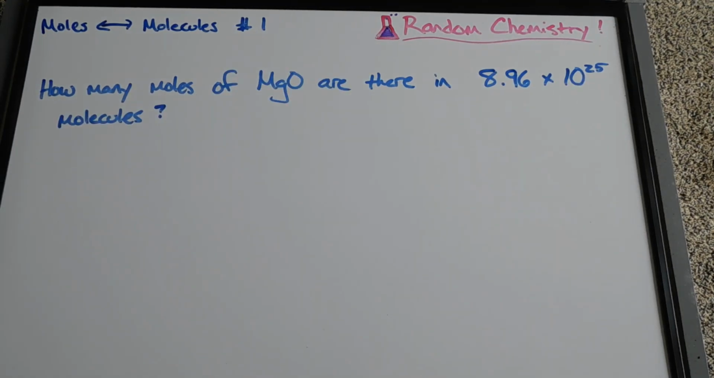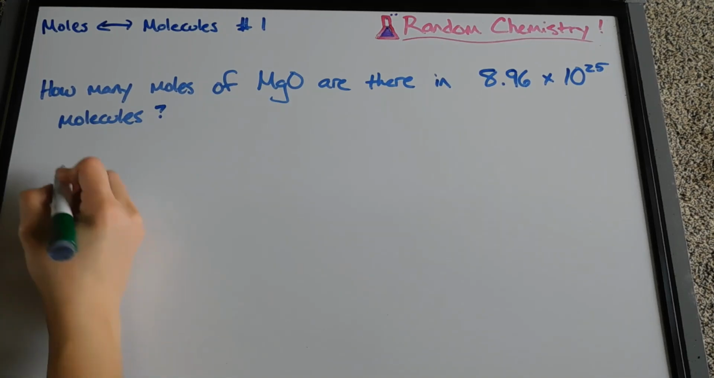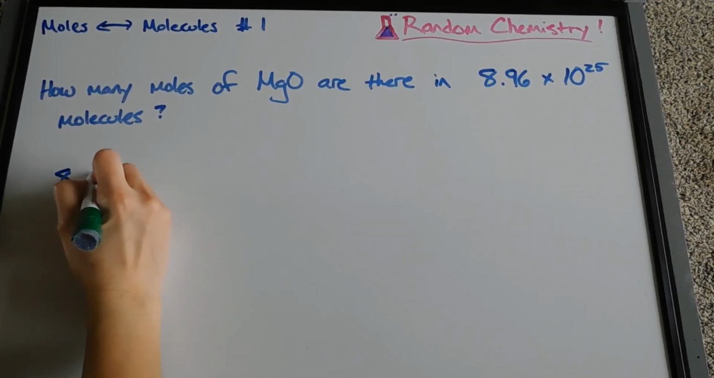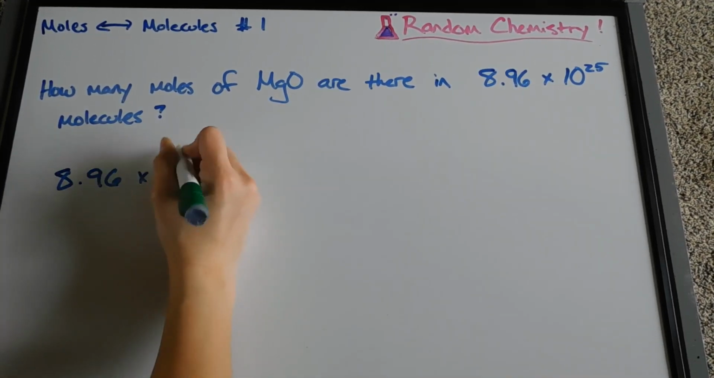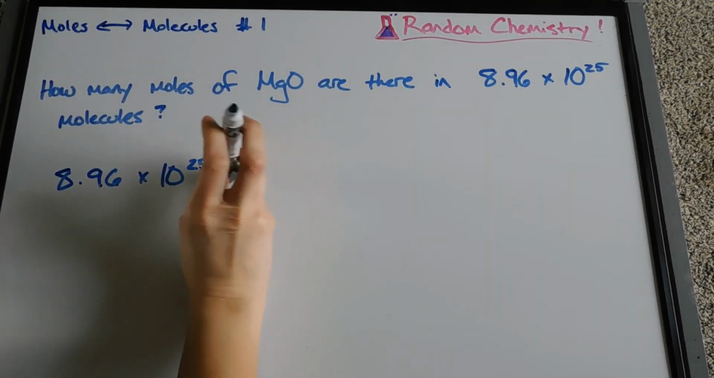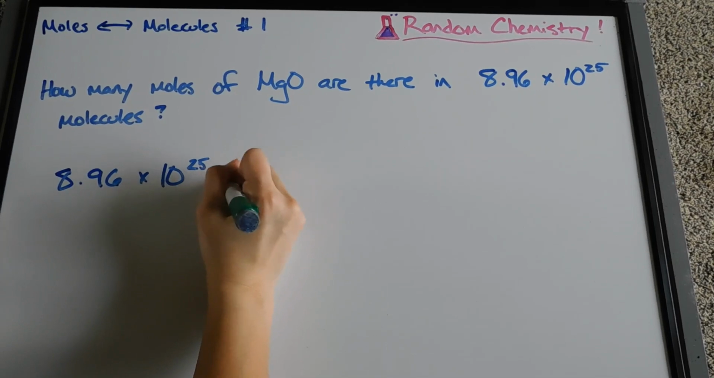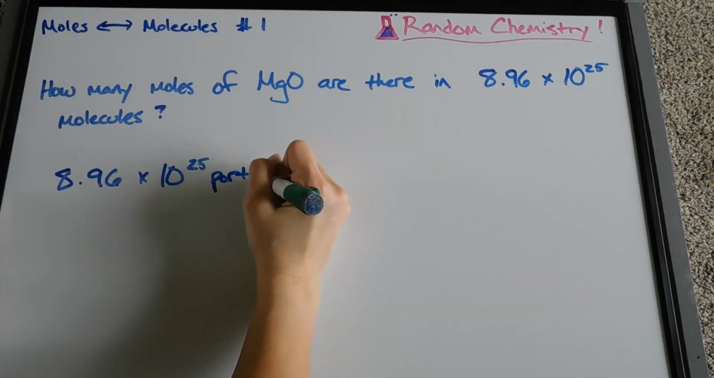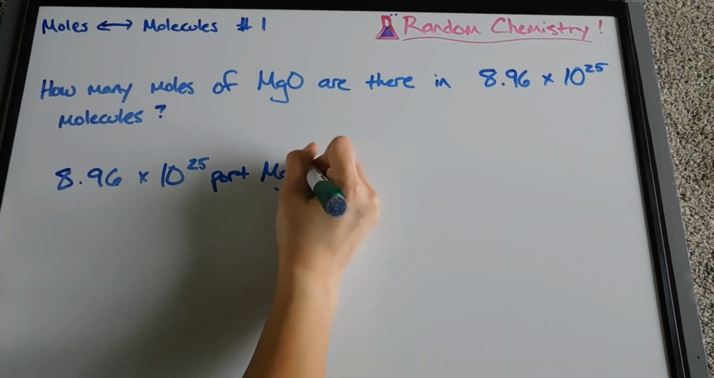Here's our next question. How many moles of magnesium oxide are there in 8.96 times 10 to the 25th molecules? So we're going to start this using dimensional analysis using what we're given. 8.96 times 10 to the 25th. I'm going to put particles instead of molecules. Particles of magnesium oxide.